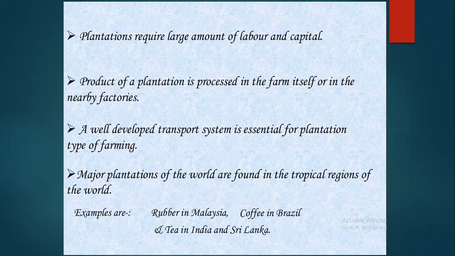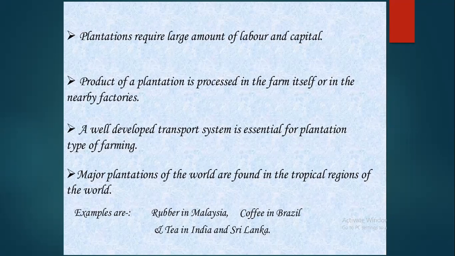So here they require a large amount of labor and capital, and the product of the plantation is processed in the farm itself or in nearby factories. And a well-developed transport system is essential for plantation type of farming. As I told you, because they must have signed the contract, the person must be living somewhere far. So for proper transport and proper profit, they use a well-developed transport system, which is very much essential for plantation farming.